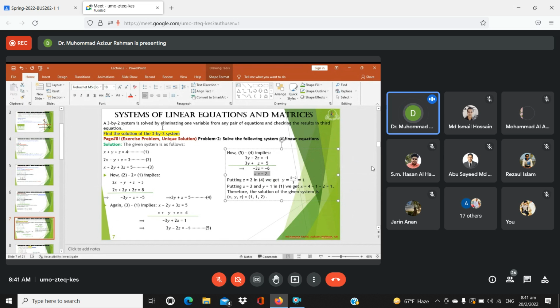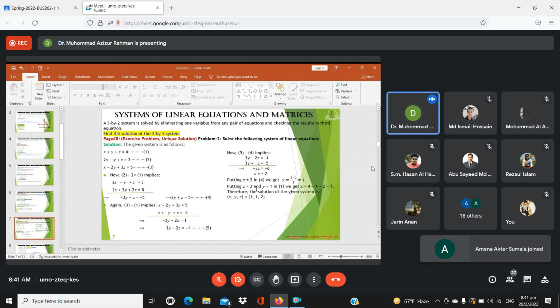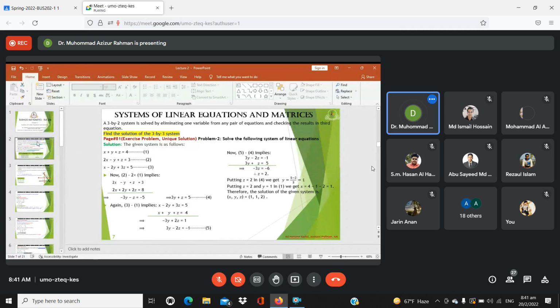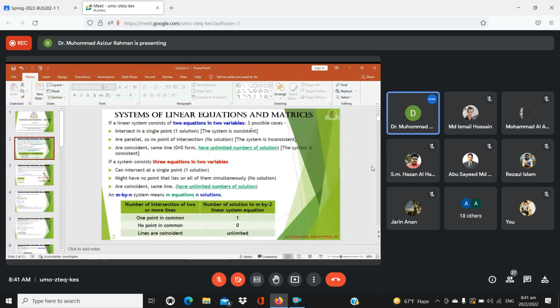So by this way, we can solve the three variables within three equations when a solution exists. The first condition is that we have a solution, the system is consistent. There can be another two situations also: it can have no solution or it can have multiple solutions. Another condition, so let's see.